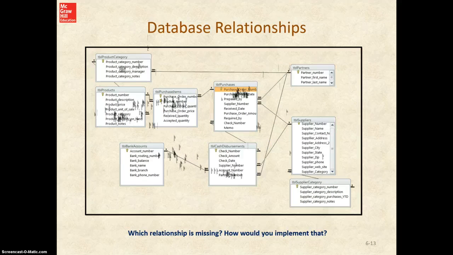Welcome back. And the missing relationship is actually the relationship between supplier categories here and partners, which is here. Post the partner number in the supplier category. So we want to know which partner handled each supplier category.